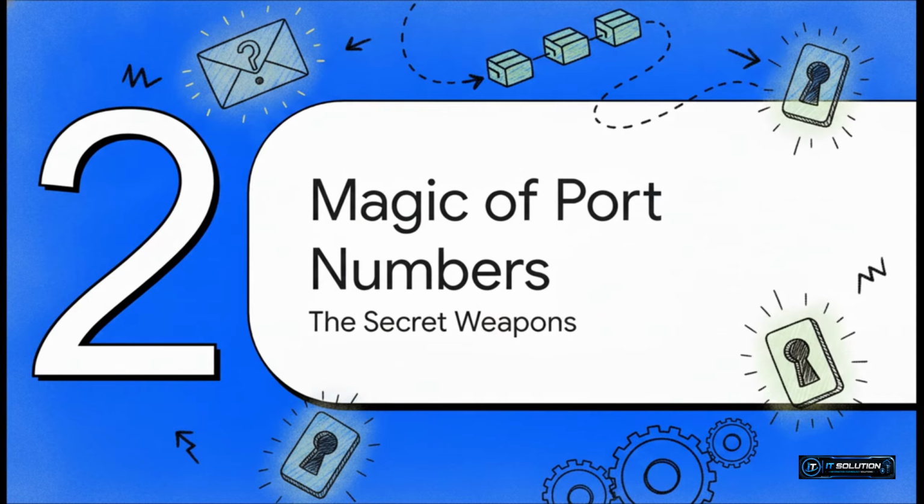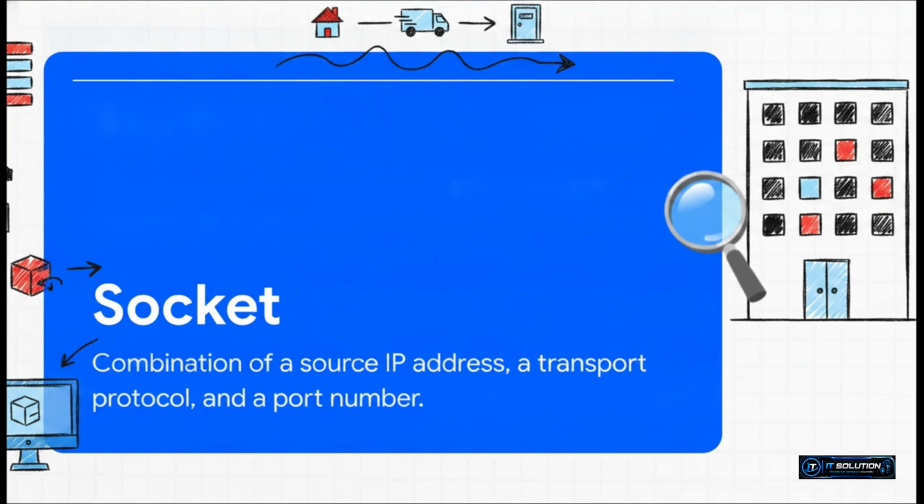Moving right along to Section 2, the magic of port numbers, the secret weapons of networking. So, how exactly does this mailroom clerk know which application gets which package? To understand how data finds its exact destination inside your computer, we have to talk about a socket. A socket is just a combination of three things: a source IP address, a transport protocol, and a port number.